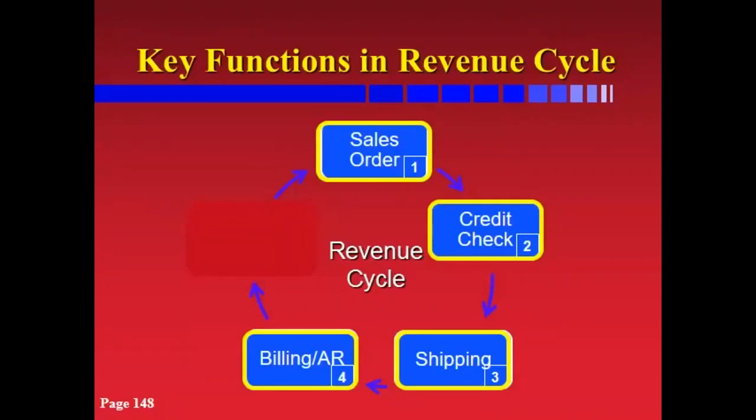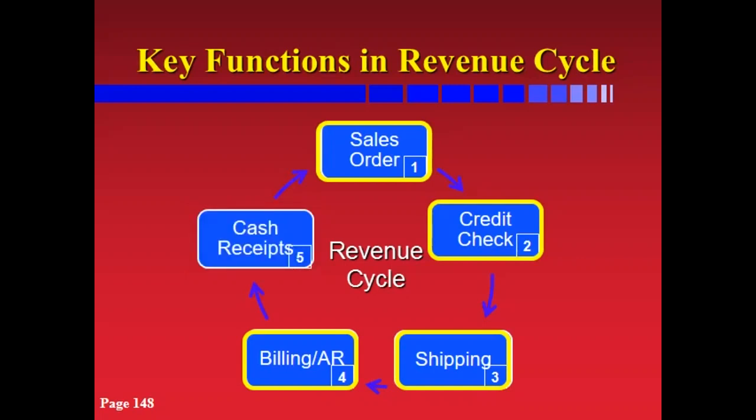We have just reviewed the functions of the sales order, credit check, shipping, billing, and AR, and the respective updates to the GL of the credit sale. Now let's see if you can answer this question.